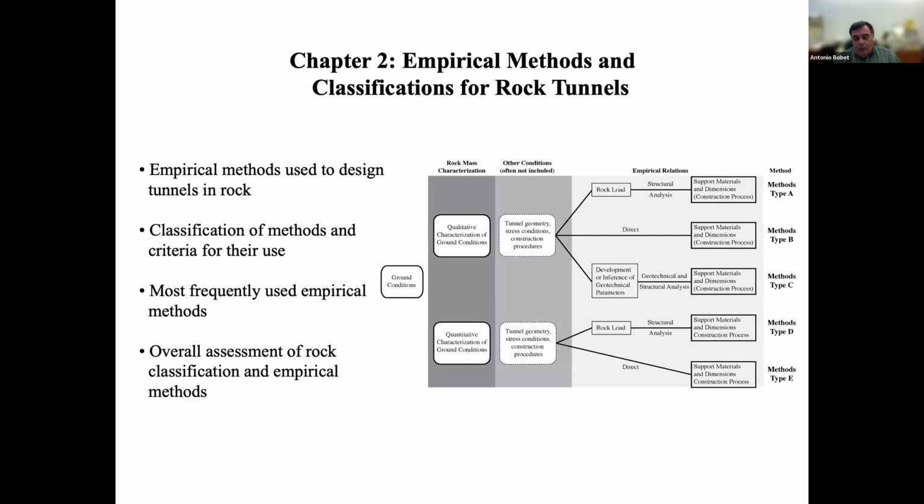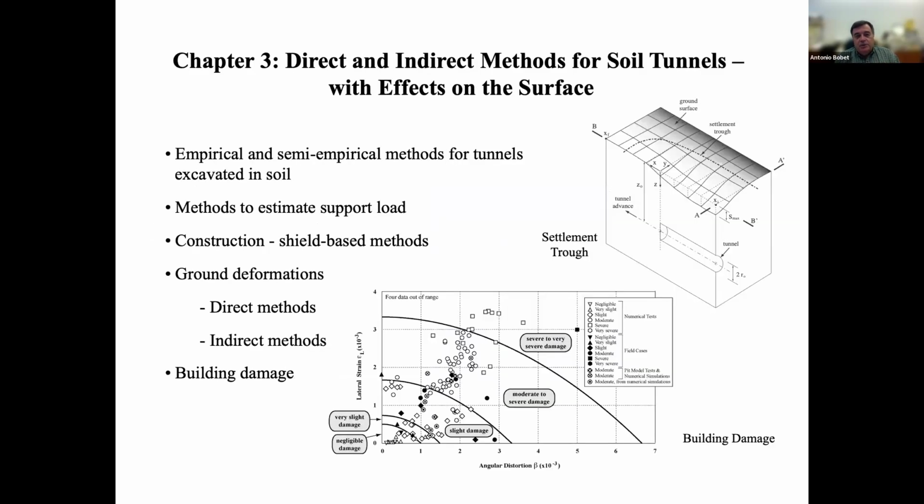And then what we do in most of the chapters is provide some discussion and maybe our own assessment of each of the methods. We have these sections on the most frequently used empirical methods and some discussion about each of the methods. Chapter 3 involves the direct and indirect methods for soil tunnels with effects on the surface. As with all the chapters, we start with an introduction.